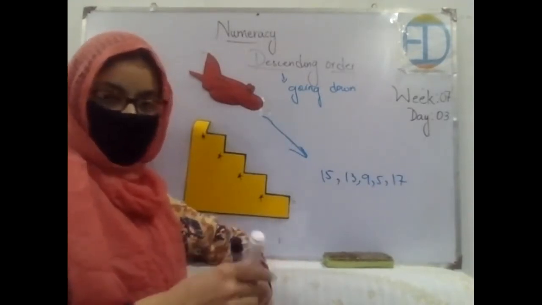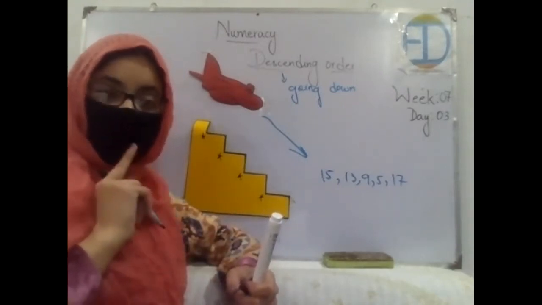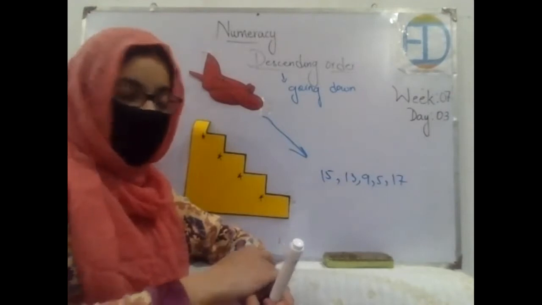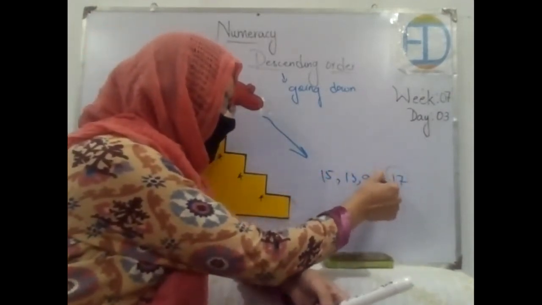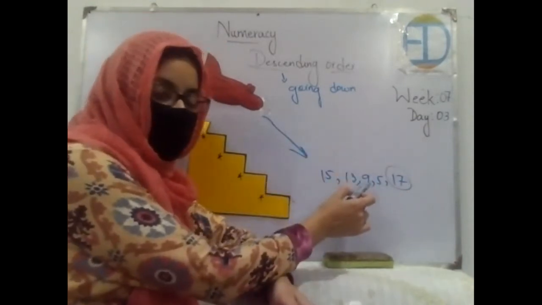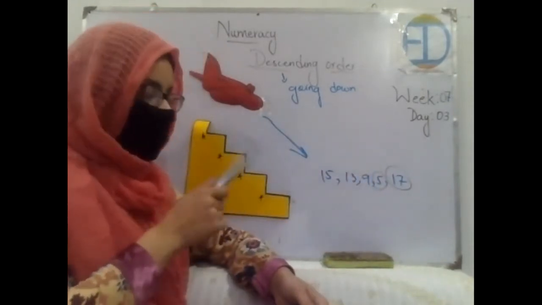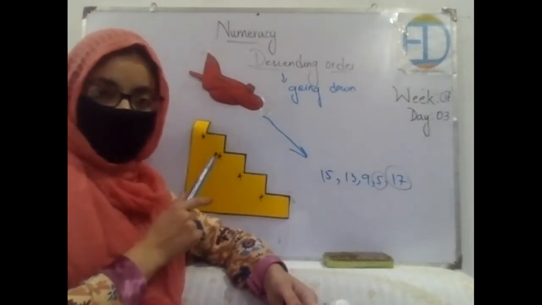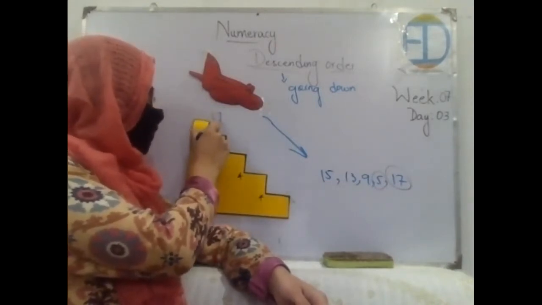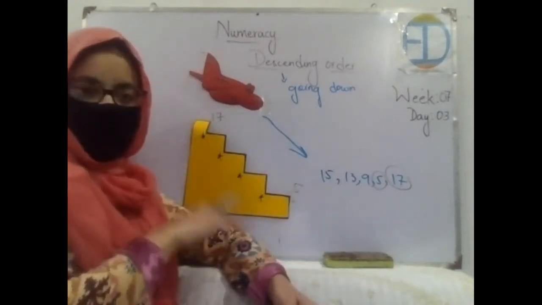So what was the first step? At first we will identify the highest number in this, right? What is the highest number? It's 17. Excellent. And what is the smallest number? It's 5. So the highest number is 17 and the smallest one is 5. Where will I write this highest number? Over there. Very good, 17 over there. And where will I write 5? Over here. Now how many spaces are left in between?